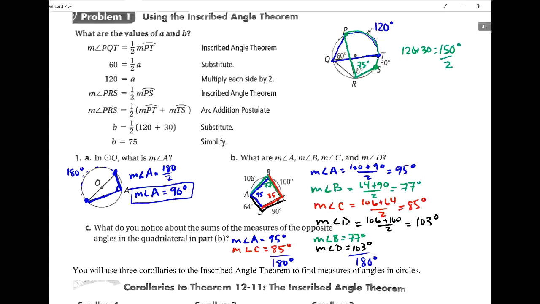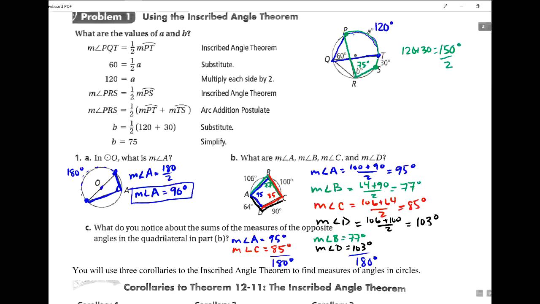All right, the first problem was pretty easy. We want to know the measure of angle A, so I traced out my inscribed angle here, and I find its intercepted arc, and I notice that I have a diameter, and I know it's a diameter because it passes through the center. And so I know that's 180 degrees. Half of that is 90 degrees. That means angle A is a right angle. We're going to learn more about that later.